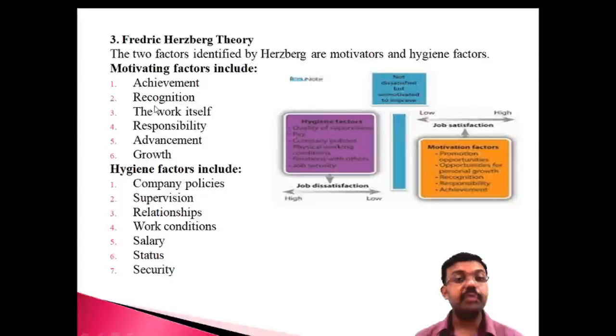Recognitions കിട്ടുന്നുണ്ടെങ്കിൽ എംപ്ലോയി മോട്ടിവേറ്റഡ് ആയിരിക്കും. വർക്ക് ഇറ്റ്സെൽഫ്, അത് ചെയ്യാൻ ആഗ്രഹം ഉണ്ടെങ്കിൽ ഓട്ടോമാറ്റിക് മോട്ടിവേറ്റ്. പിന്നെ റെസ്പോൺസിബിലിറ്റീസ് കിട്ടുന്നത് മോട്ടിവേഷൻ കൂട്ടും. അഡ്വാൻസ്മെന്റ് ഉണ്ടാകും, ഇൻക്രിമെന്റ്സ് കിട്ടുമ്പോൾ മോട്ടിവേഷൻ കൂടാം. ഗ്രോത്ത് വരുമ്പോൾ എംപ്ലോയിക്ക് മോട്ടിവേഷൻ കൂടാനായിട്ട് പോസിബിൾ ആണ്. അപ്പോൾ ഇത്രയും എലമെന്റ് മോട്ടിവേഷനെ സ്വാധീനിക്കുന്ന ഘടകങ്ങളാണ്.